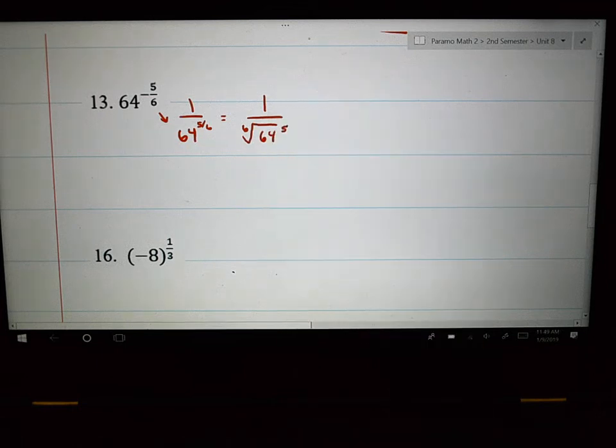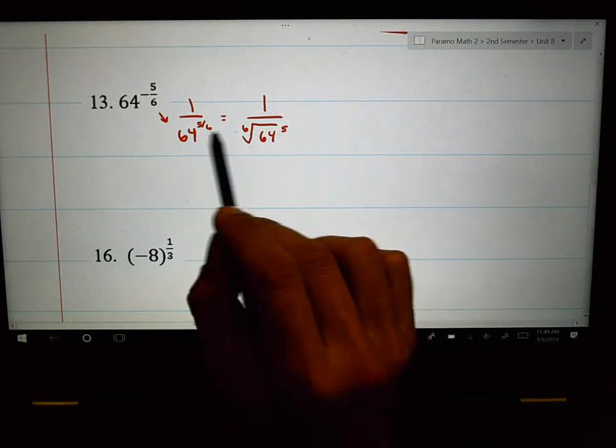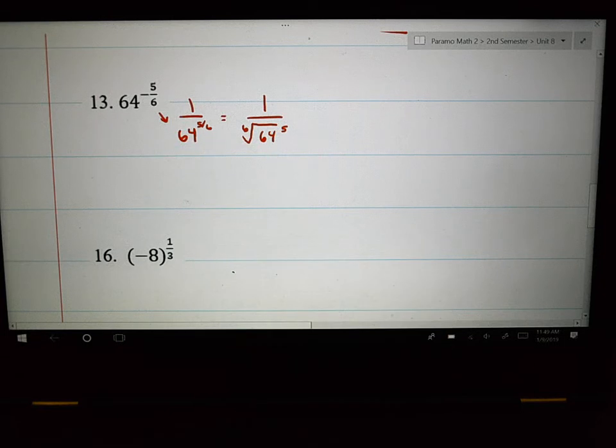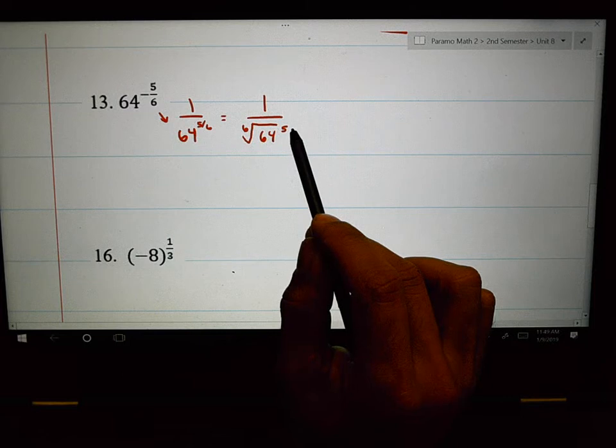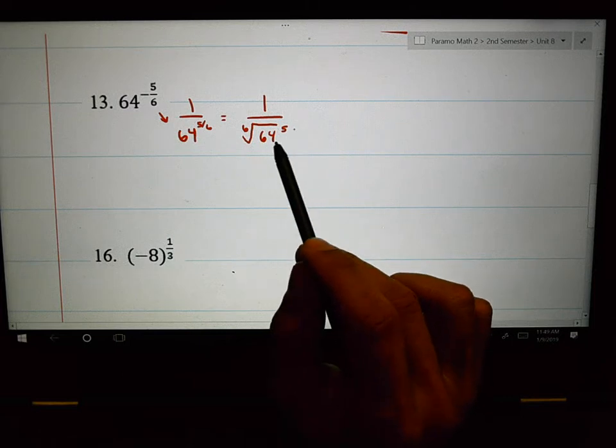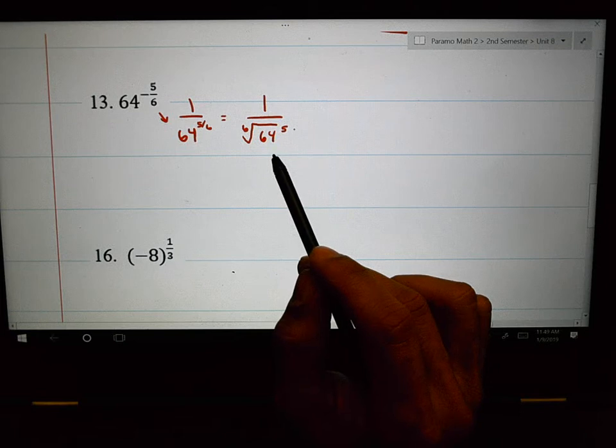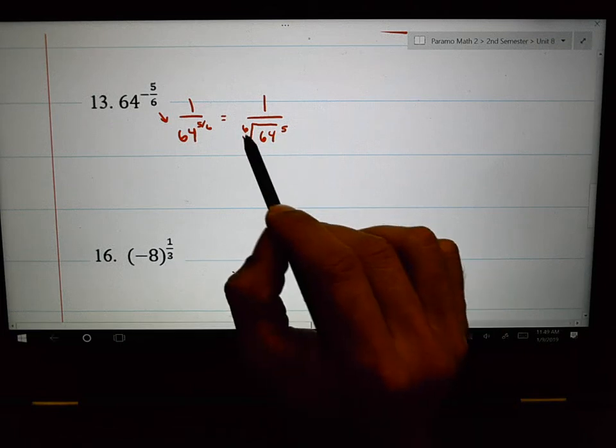One over the 6th root of 64 to the 5th. Root, power, based off of what we talked about before. And now we have to go and do what we normally do. We could either do the 5th power first, and do 64 times 64 times 64. Wait, that's going to be kind of big. Yes, I know. Let's not do it that way. Let's do the 6th root first.